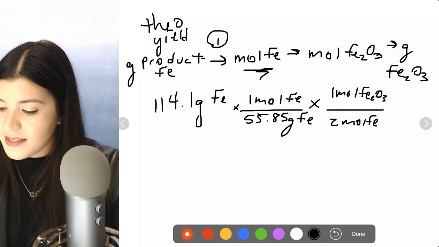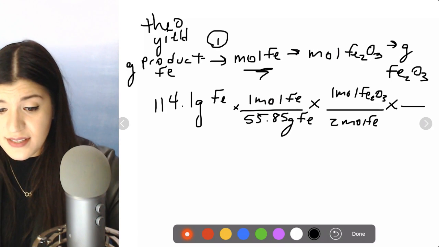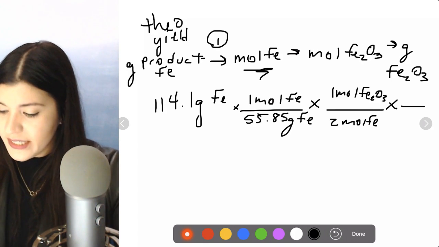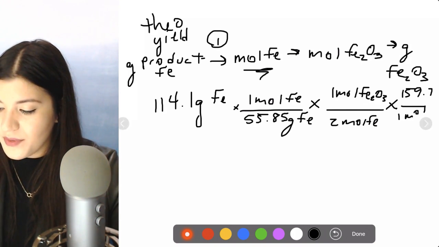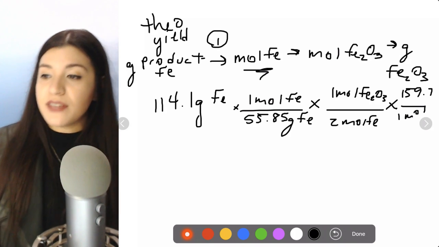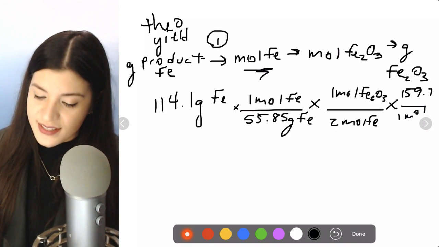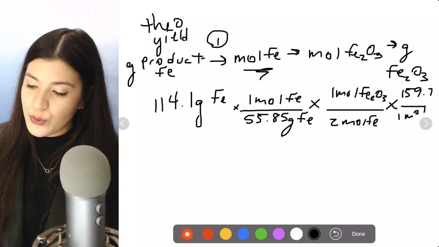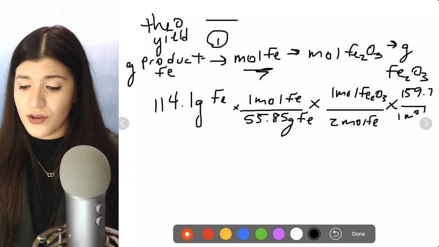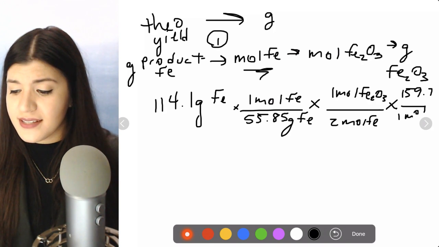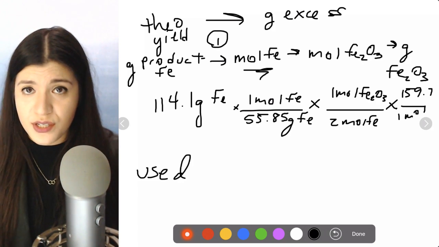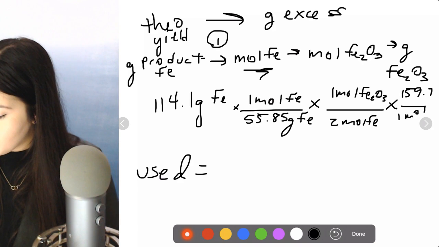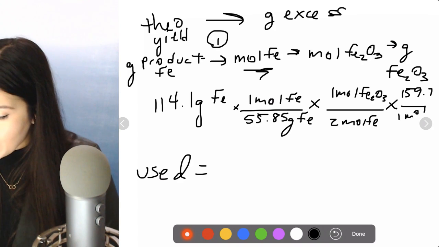Okay. And then lastly, I'm just going to multiply by the actual molar mass of iron oxide, which I found previously, which was 159.7, and then 1 mole on the bottom. All right, running out of room. But that's going to give us how much is actually used. So this whole process goes from the theoretical yield all the way to the mass of our excess. This just tells us how much is actually used in the reaction. So let me multiply everything out and see what we get. And then we'll figure out how much excess we actually have.